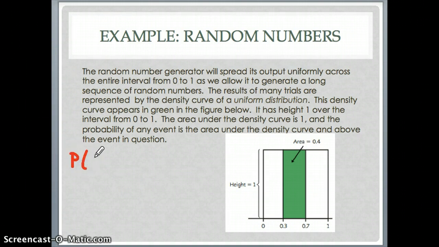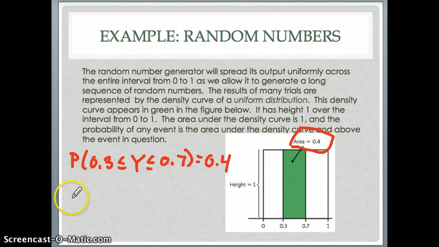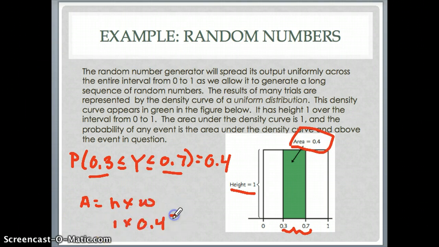looking for the probability between 0.3 and 0.7. First off, it says it right there, but we could clearly see that it's going to be 0.4. But let's just remember that we are talking about the area in this interval under the density curve. They tell you that the density curve has a height of 1, and we're taking up a width of 0.4 here. So area would be height times width. The height here is 1. We're taking up a width of 0.4 in this interval, and so there's the probability.